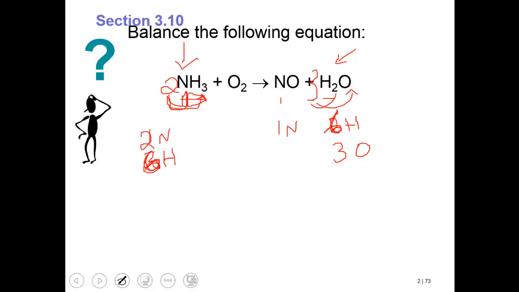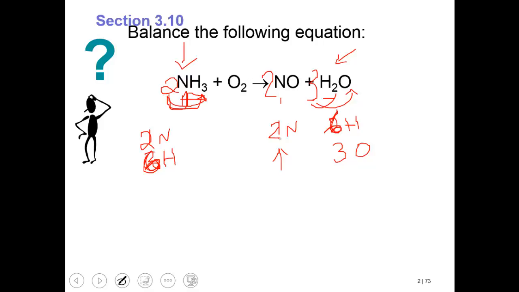There's 2 nitrogens on this side and only 1 on this side. So let's put a 2 in front. Now I have 2 nitrogens. So you're going to see we're going to have to go back and forth. So I always balance these with erasers. Okay, so I always use a pencil because I'm usually going to have to go back and do something else.